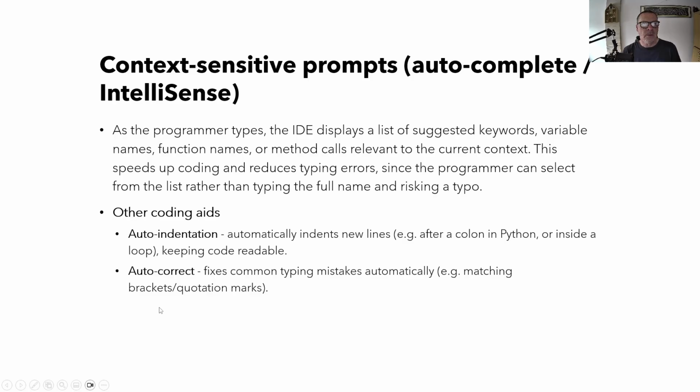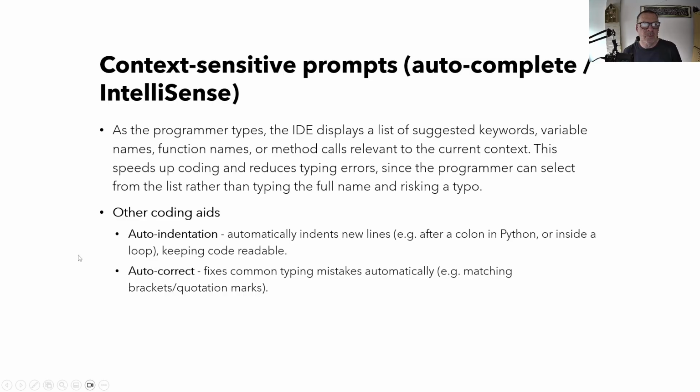So let's have a look at some of these context-sensitive prompts. Autocomplete. As the programmer types, the IDE displays a list of suggested keywords, variable names, function names, method calls, and so on, that it thinks are relevant to the current context. This speeds up coding and reduces typing errors because the programmer can select from the list rather than typing the full name and perhaps getting typos.